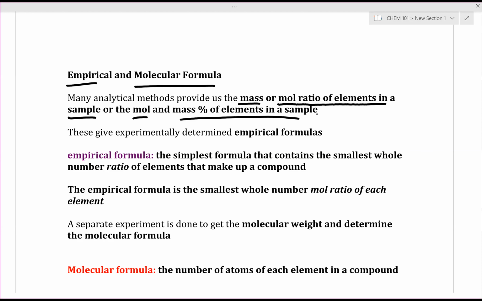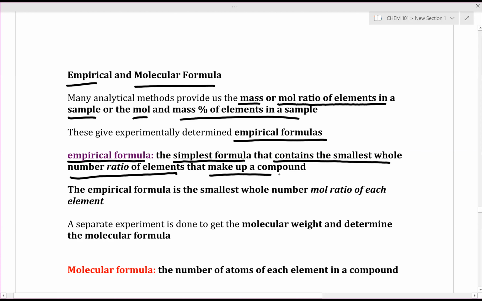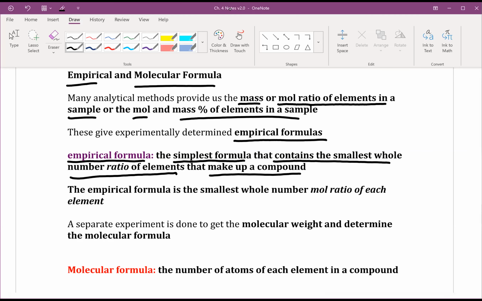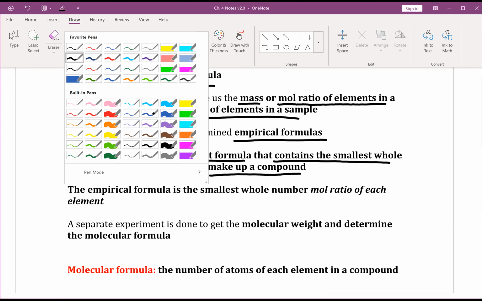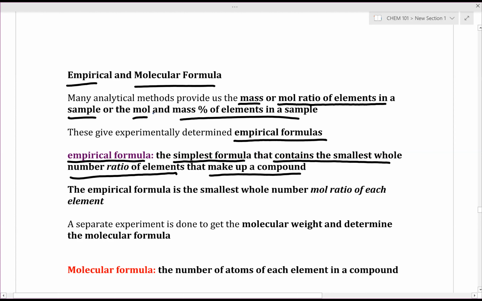Now, these ratios, these mass and mole ratios, give us what's known as the empirical formula. And we've seen this before in the law of multiple proportions, right? The empirical formula, quite simply, is the simplest formula that contains the smallest whole number ratio of elements that make up a compound. Now, you may say, why is that so important? The empirical formula can be thought of, and this is the way that I want you to think about it, as the smallest whole number mole ratio of each element. It is fundamentally a mole ratio.